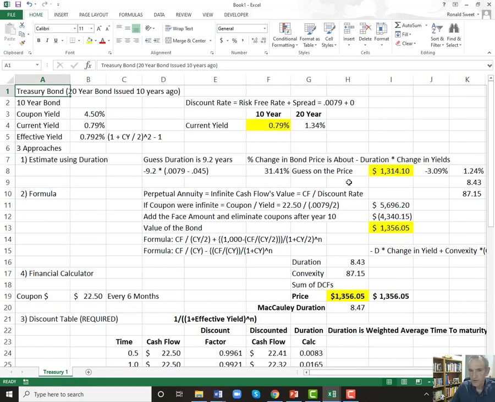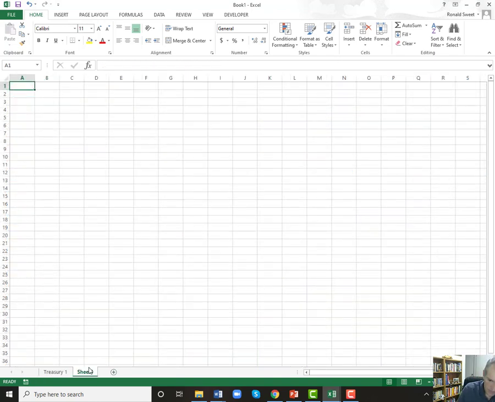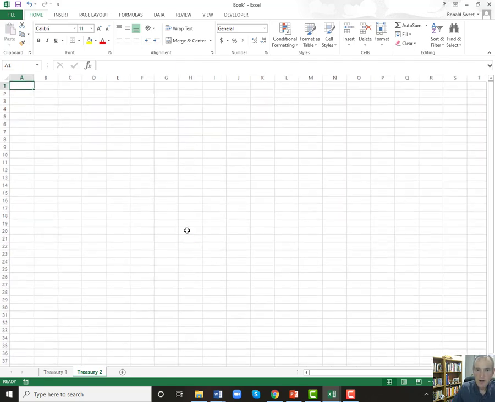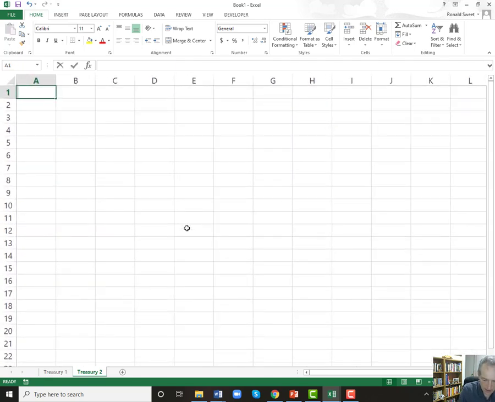All right, so there's our first Treasury. What I want to do now is walk through a second Treasury without all the distractions I just did. So now we're going to price a bond. I'm going to say that it's a 20-year Treasury issued 15 years ago. Actually, I'm going to do a 30-year Treasury issued 25 years ago. So what is this bond? It is a 5-year Treasury.